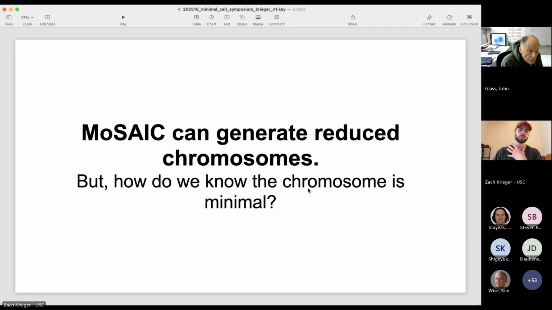So we know now that mosaic can generate these reduced chromosomes, but the question becomes, how do we know that the chromosome is actually minimal? What does that mean? Do we know that content on AC5 still can't be deleted? And then kind of as an aside, but I won't have time to talk about it, how does the minimization of this individual chromosome affect the content of the genome as a whole?